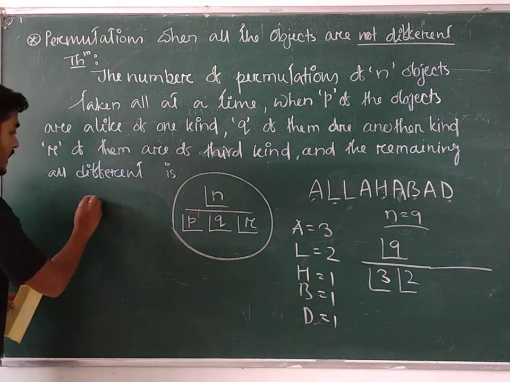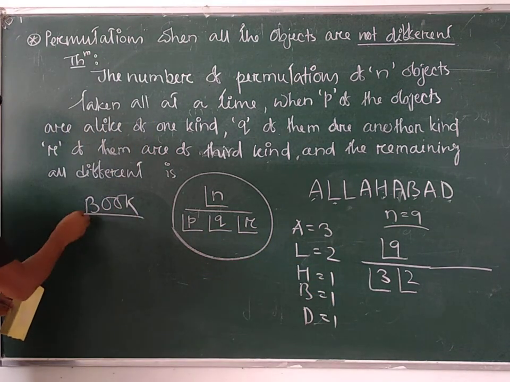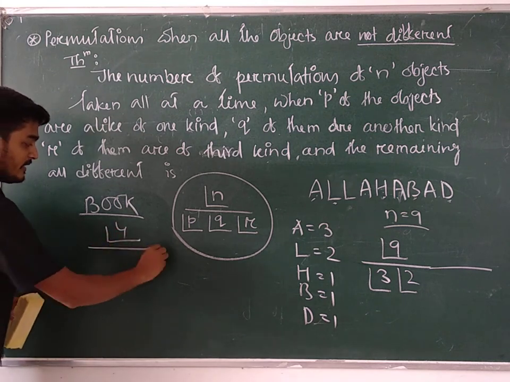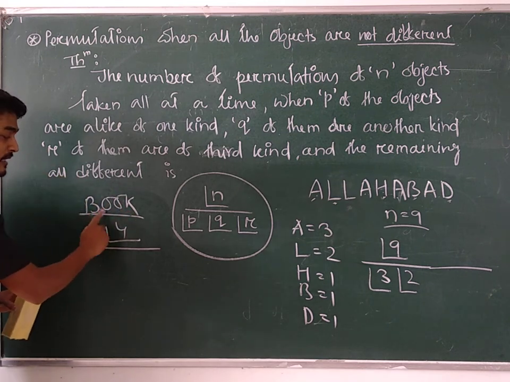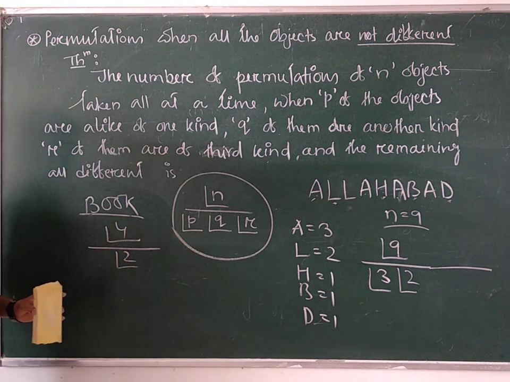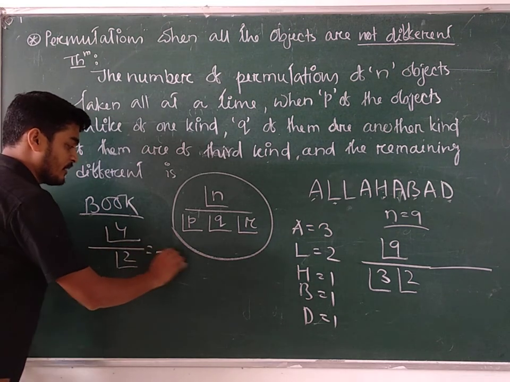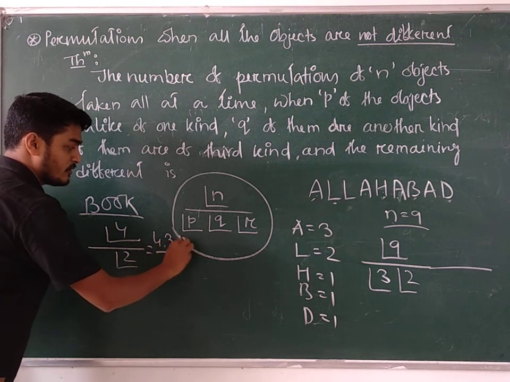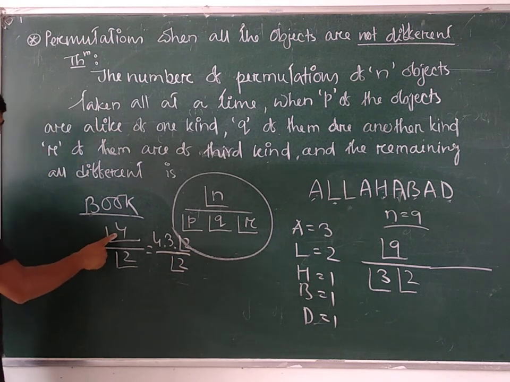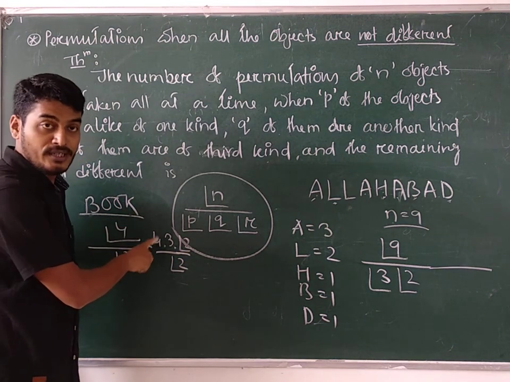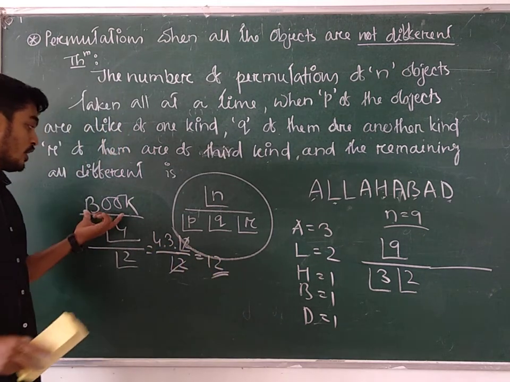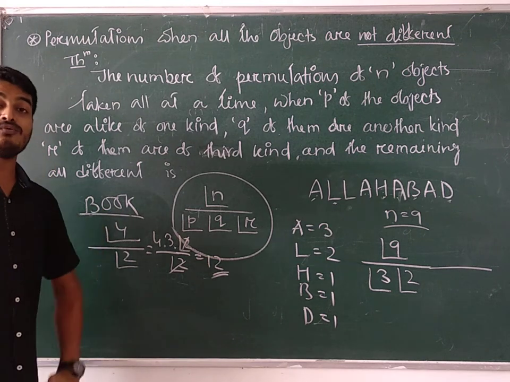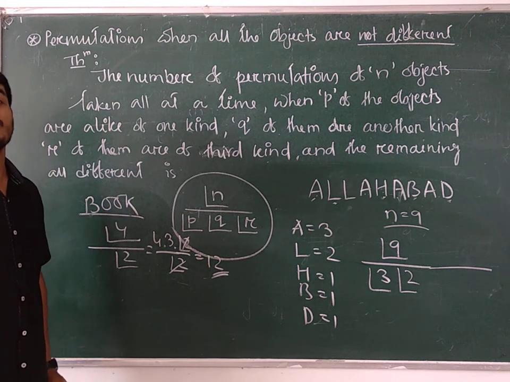Okay, how many new words can be formed from the letters of the word book? So how many letters are there? 4. B is repeated how many times? Only 1 time. K 1 time. O how many times? 2. If I simplify it, factorial of 4 means 4 into 3 into factorial of 2. So factorial of 2 cancels, and the answer is 12. That means from the word book, exactly 12 distinct words can be formed.